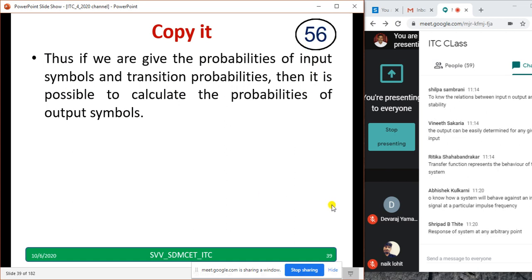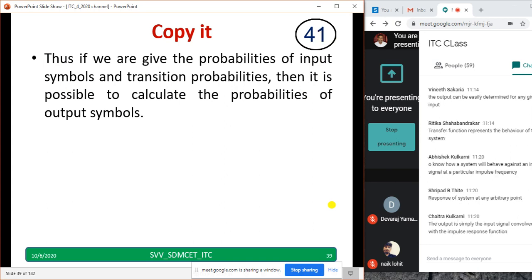Sripad says, response of a system at any arbitrary point. Okay. Abhishek says, to know how the system will behave against a signal at a particular impulse frequency. Very good. I agree with what Abhishek and Sripad are telling, but I want a slightly more perfect answer. The output is simply the input signal convolved with the impulse response. Something Chaitra has told. Okay, good, Chaitra.